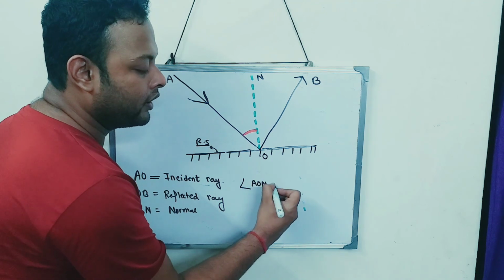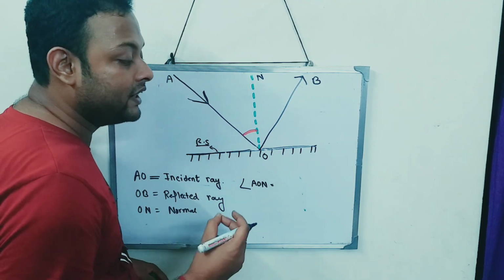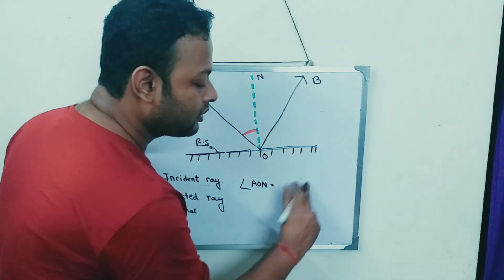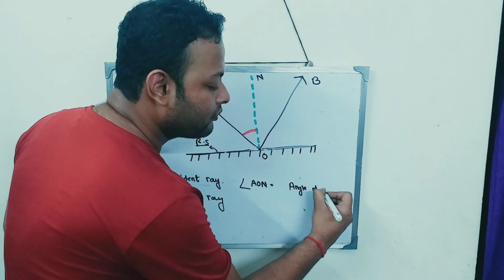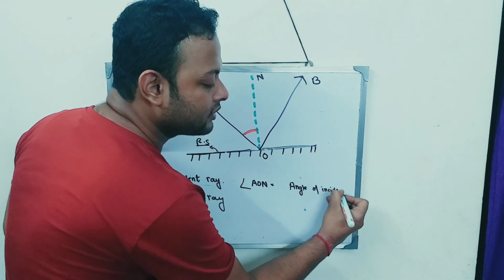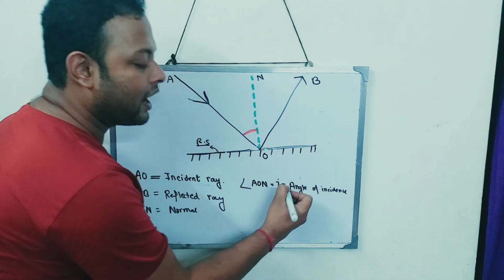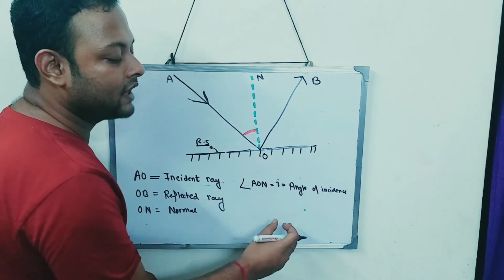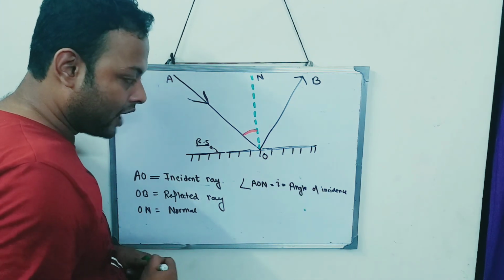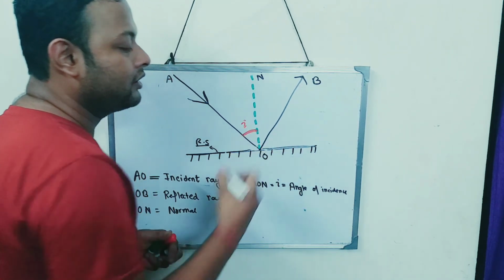Angle AON is called the angle of incidence, and we represent this angle with the letter I. So AON, this angle, is called the angle of incidence, and we represent it with the letter I.